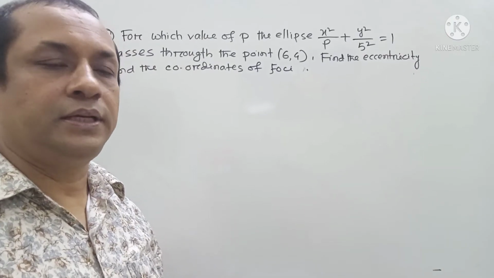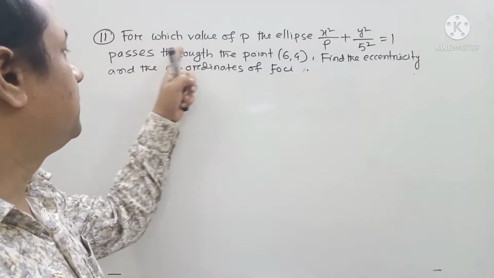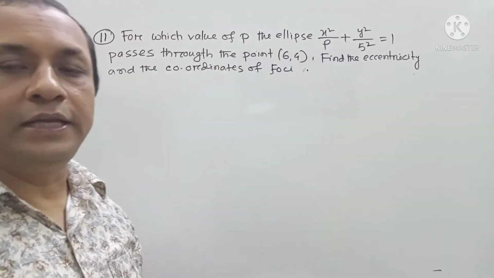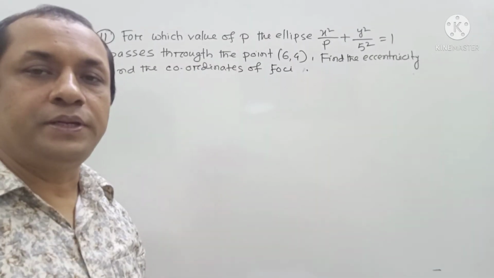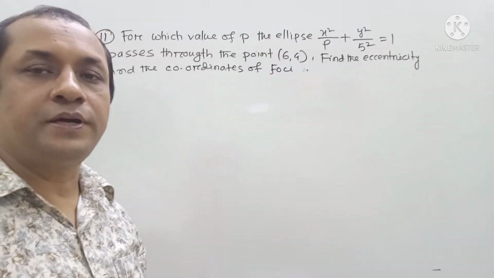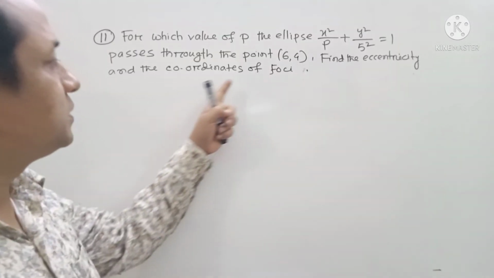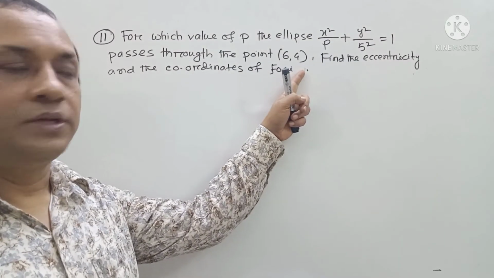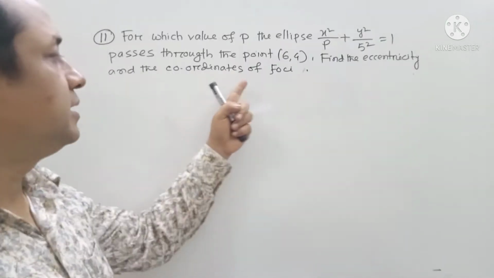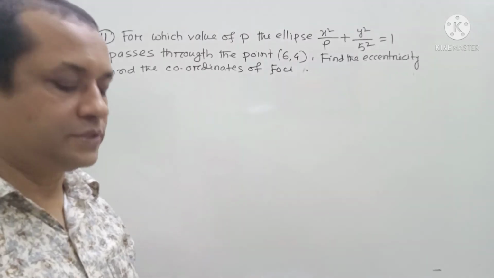Question number 11. For which value of p does the ellipse x square by p plus y square by 5 square equals 1 pass through the point 6, 4? Find the eccentricity and the coordinates of the foci.